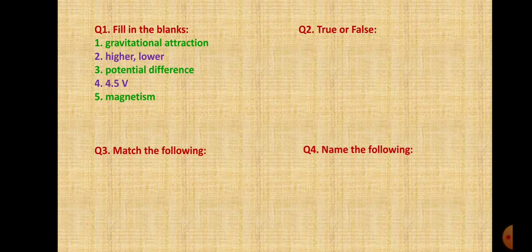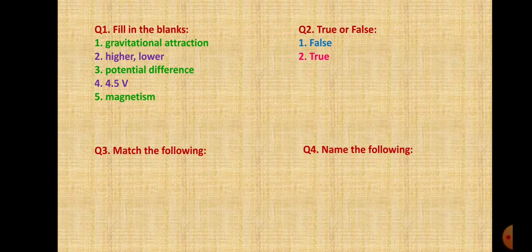The second one is, state whether the following statements are true or false. First one is, electric current is a vector quantity. It is false because electric current is a, yes, we had studied about this. It is a scalar quantity. Second one is, electrons flow from negative terminal to positive terminal. It's true because electrons always flow from negative terminal to positive terminal.